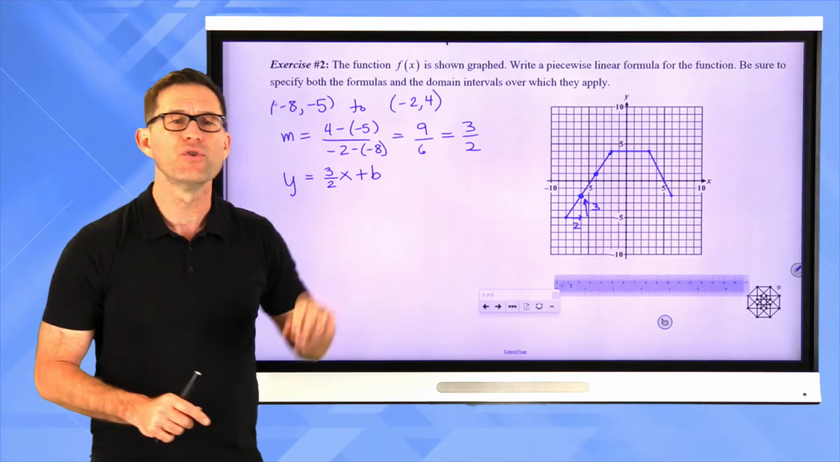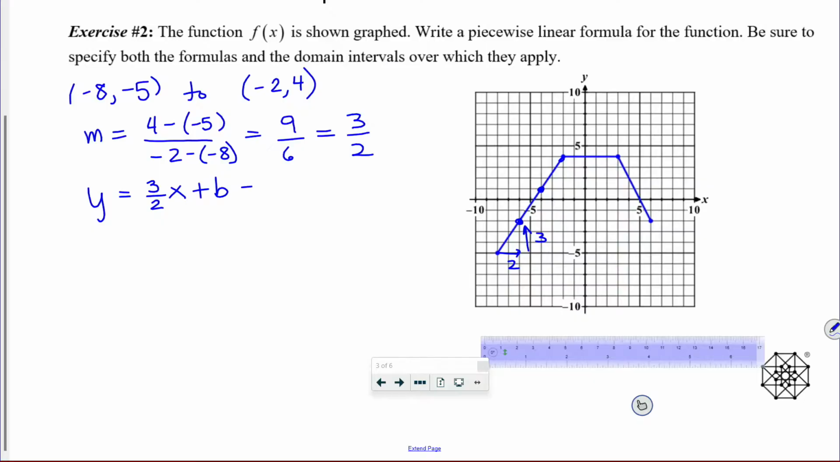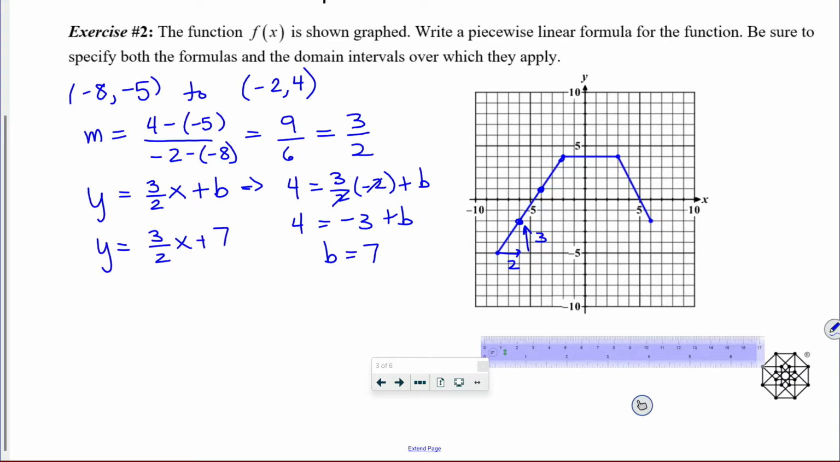Let's do -2, 4. So I could put 4 in for y, and put in -2 for x, and now do a little cancellation there, and I'll get b is equal to 7. And so the formula for that first line is y equals 3/2 x plus 7.